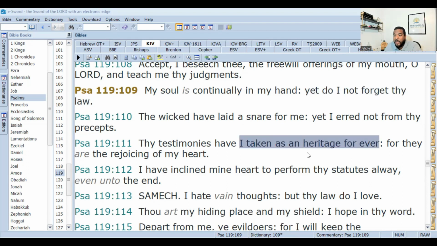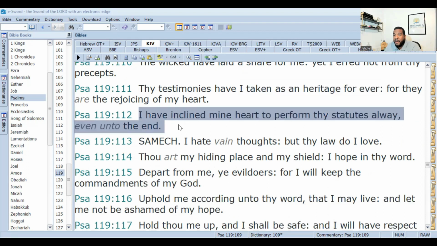You see that perpetual statement here? I will take it as a culture. I'm going to receive it. It's going to be mine. I will inherit it. It's going to be passed down to me, and then I will continue it forever. I will pass it down to my children. This is what the noon represents. It says, I have inclined my heart to perform your statutes always, even unto the end.